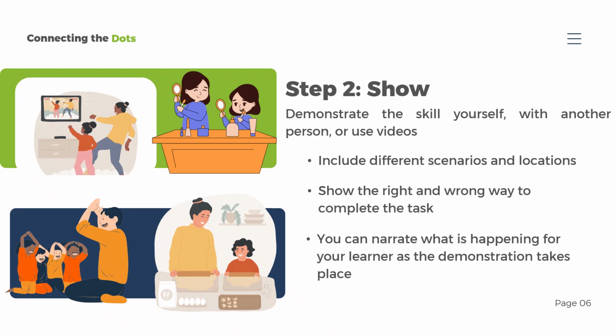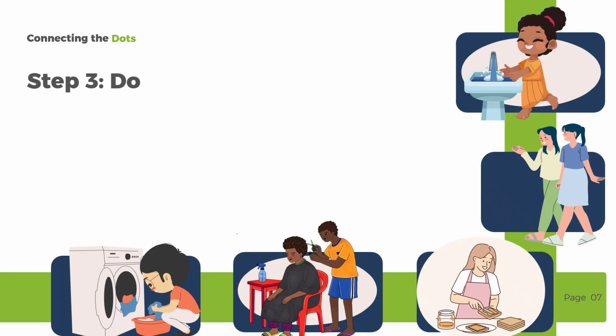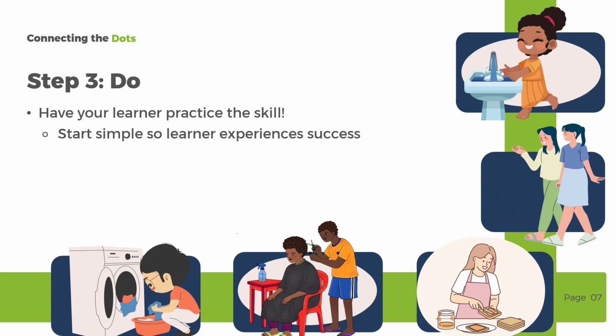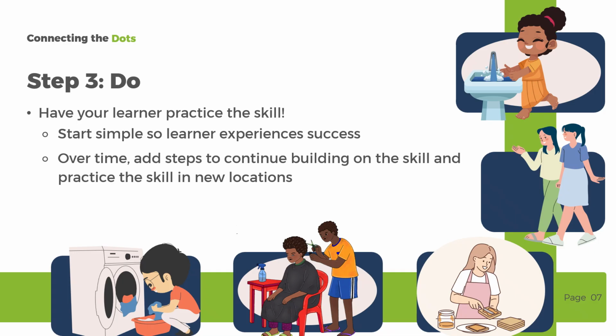For the third step, do, this is where your learner practices the skill themselves. If the skill is complex or maybe involving many steps, it's best to start with practicing the simplest or easiest steps first to build confidence. Over time, you can gradually add steps to continue building the skill. As your learner's independence with the skill grows, you can also practice in new or different locations to help them perform the skill wherever they may need to in the future. That could include with or without you.